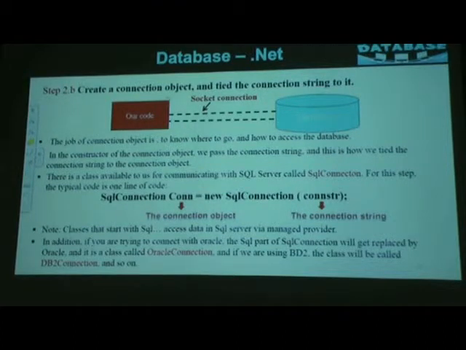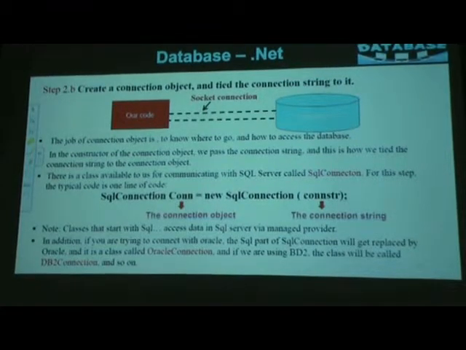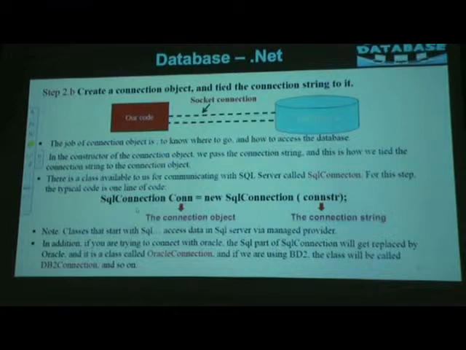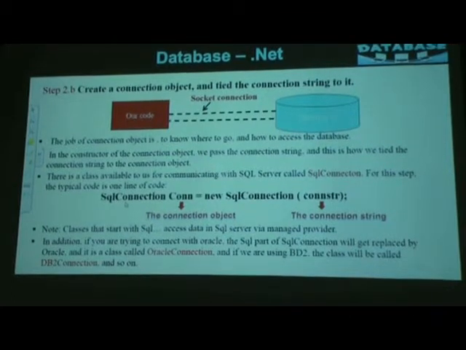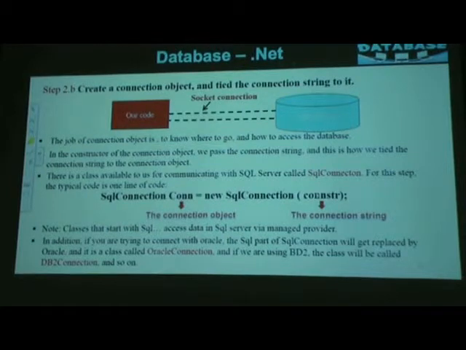So first, we identify the parts of the connection string. The second step is to declare the connection object. So we have a class for that, the class called SqlConnection. This is when we try to communicate with SQL Server. So the class available for us is SqlConnection, and we give it a name, con equal new SqlConnection, and we pass the connection string in the constructor of the object. And this is how we tie the connection string to the connection object.